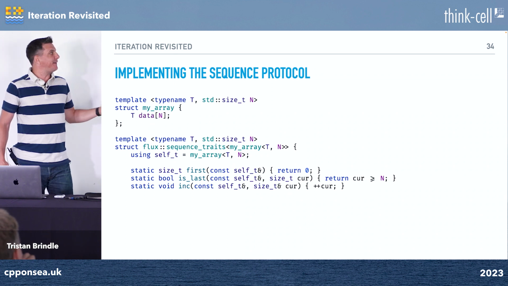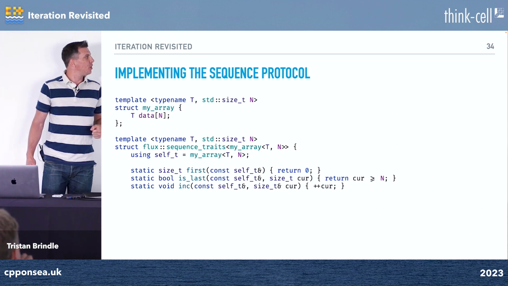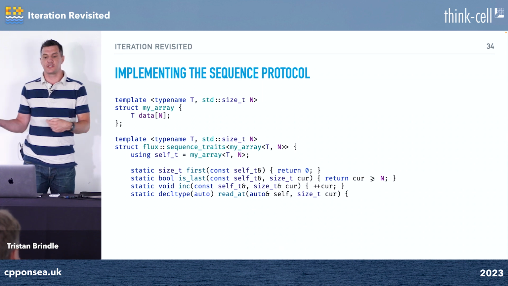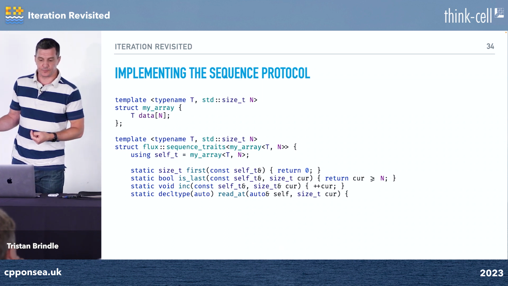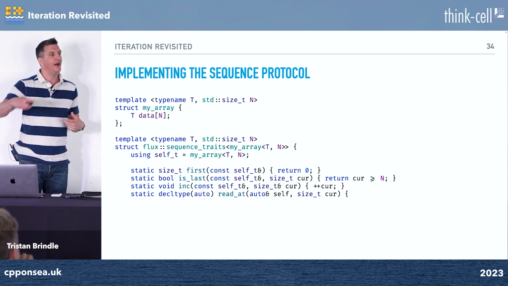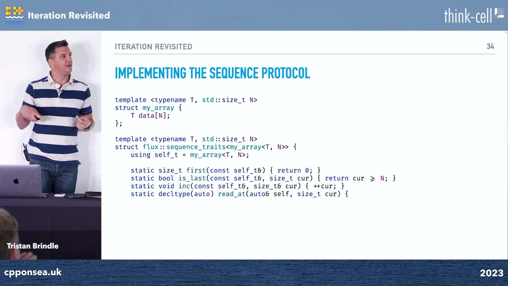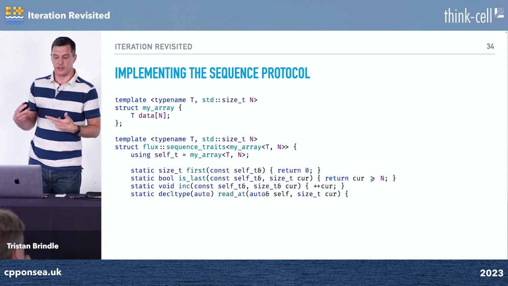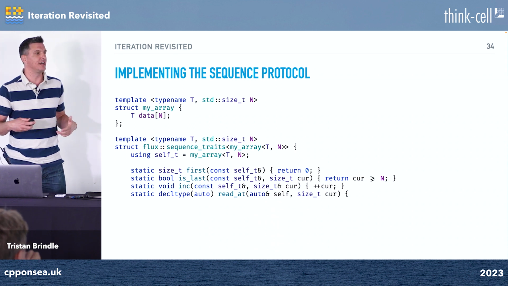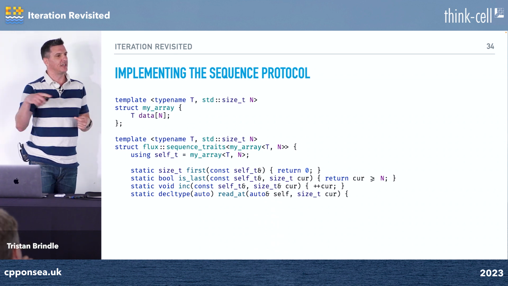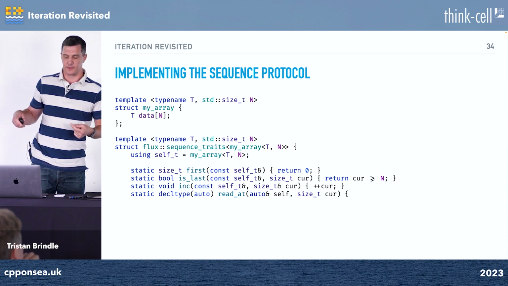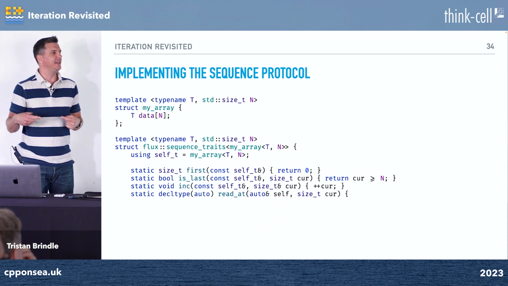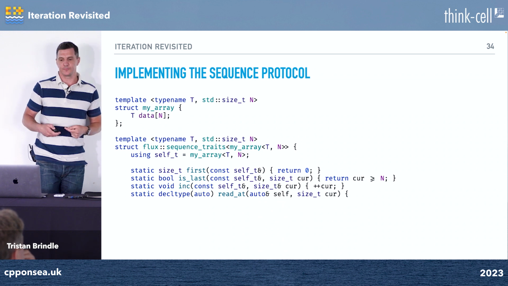And then finally, we have our read operation. This is a little bit more complicated because we want to handle both const and non-const access. So we take our first parameter as an auto ref, so that we can have both a const my array and a my array, a non-const that is, and we return decltype(auto) because our return type is either going to be T ref or T const ref. Okay, but we can write both of these implementations in one function.